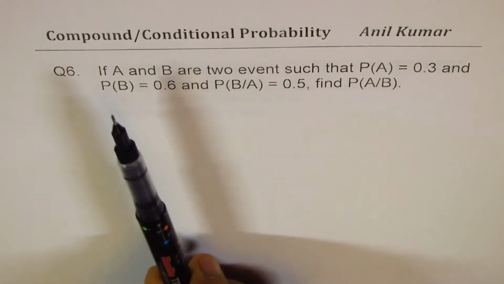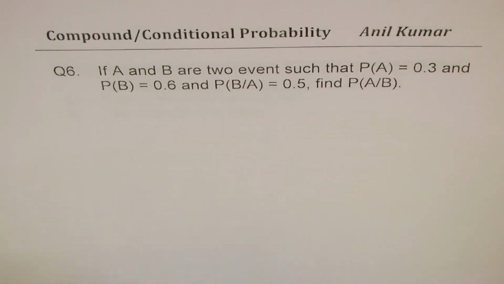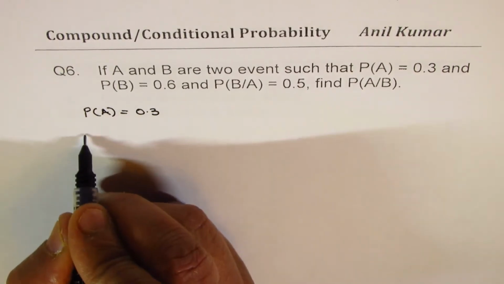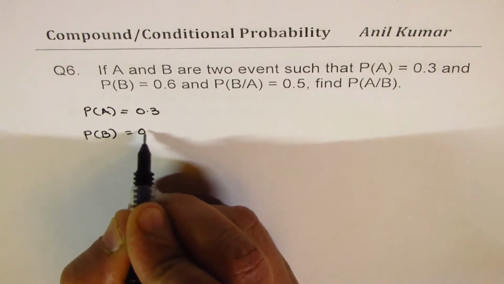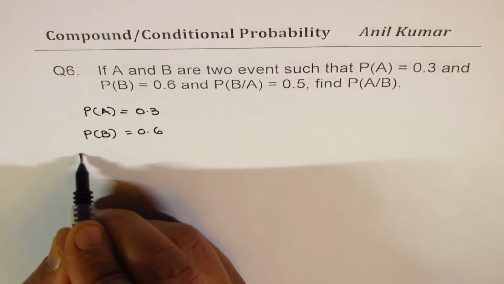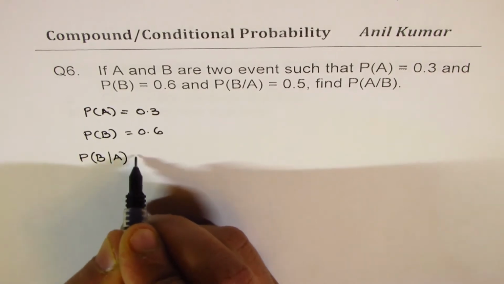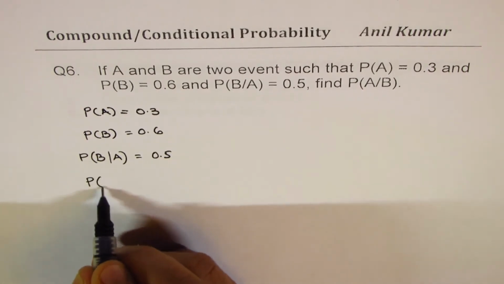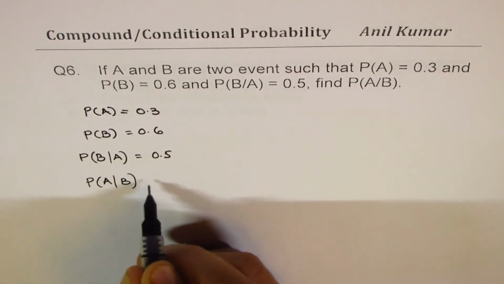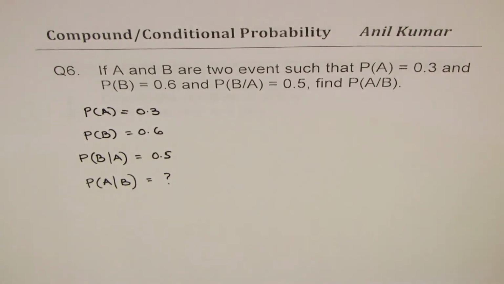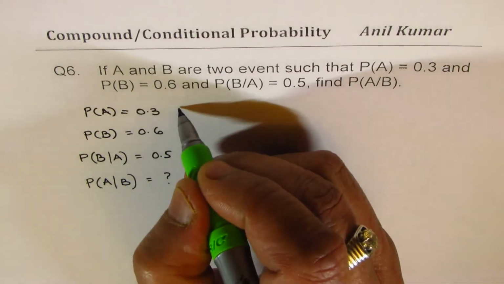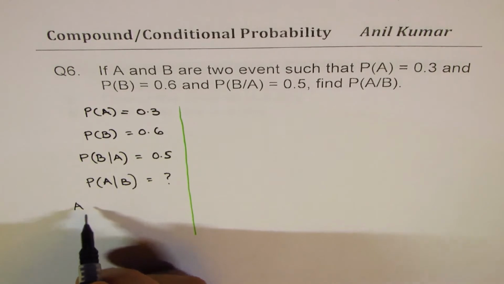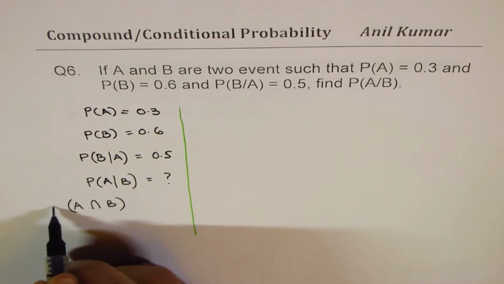Question number 6. If A and B are two events such that we are given probability of A equals 0.3, probability of B equals 0.6, and we are given probability of B when A has happened is 0.5. We want to find probability of A when B occurs. So in these questions, the idea is first to find probability of both happening together, that is A and B.